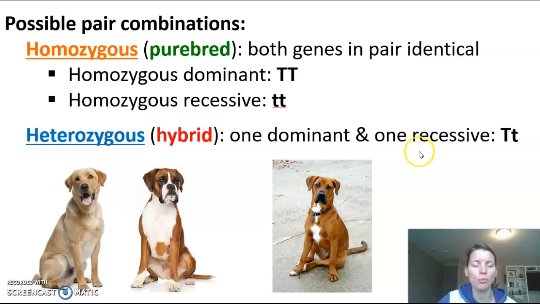A few other terms you'll need to know: homozygous versus heterozygous. Homozygous is same, right? The prefix homo means same. Homozygous dominant, remember that dominant is capital letters. So two capital letters are homozygous dominant. Two lowercase letters are homozygous recessive. A hybrid, or heterozygous, is simply one of each: one dominant allele, one lowercase. You'll have to know these terms and how they're described, because when we get into Punnett squares, that's how traits are described. So homozygous dominant, homozygous recessive, hybrids, one of each.